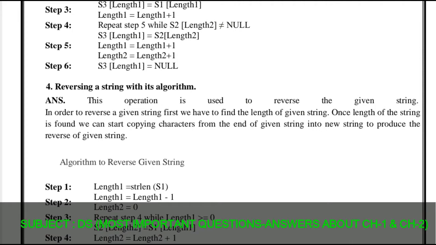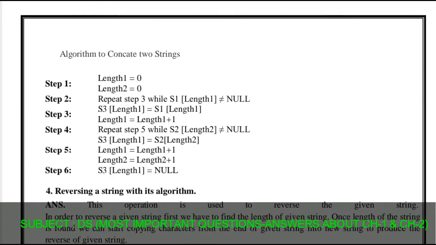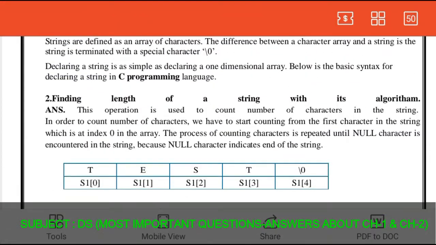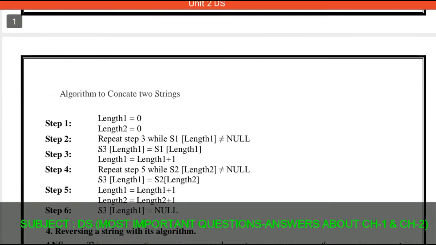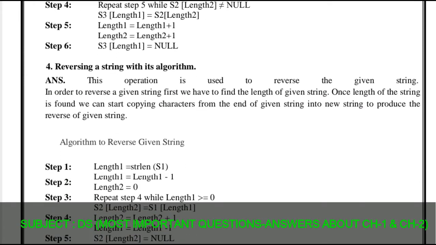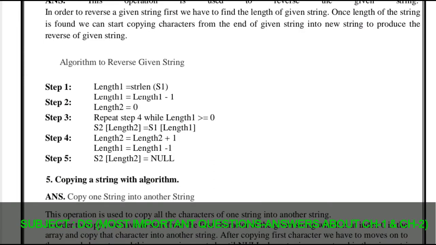So dear all students, all these concepts, reversing a string, concatenating a string, and finding the length of a string, we have already covered in a video lecture. So you have to prepare this algorithm step easily from the video lecture. Go to my channel, so you can easily understand this algorithm step in your mind.